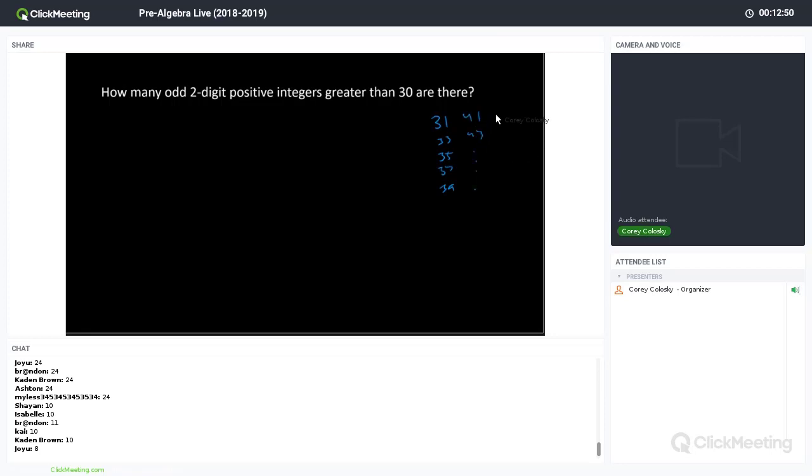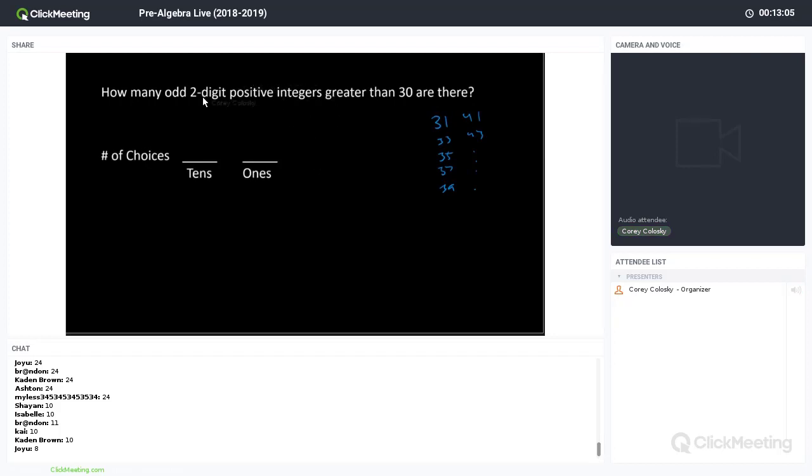Notice it's going to take a very long time, right? You have 40, 50, 60, 70, 80, 90. Okay, it's going to take a long time to do. So again, we can use our fundamental principle of counting to determine the total number of choices.